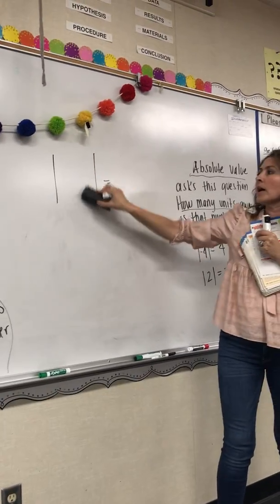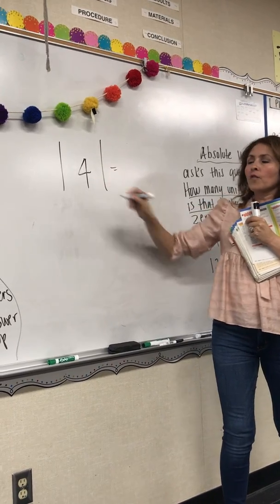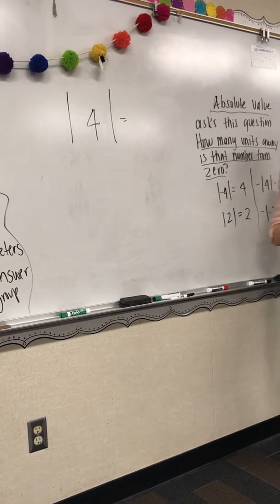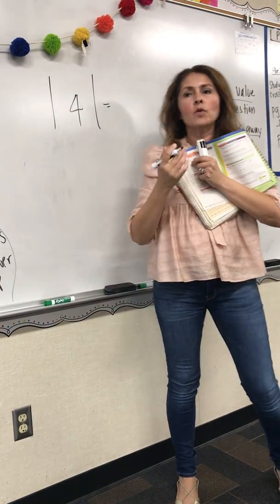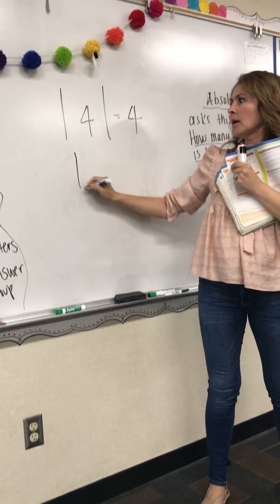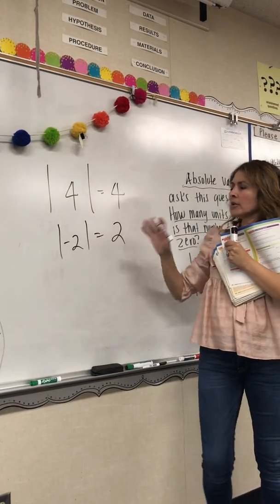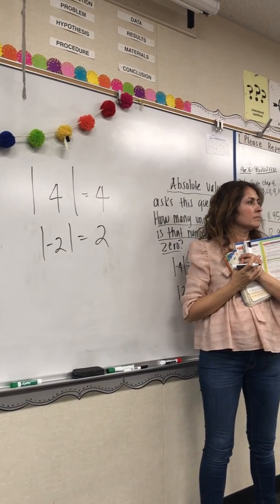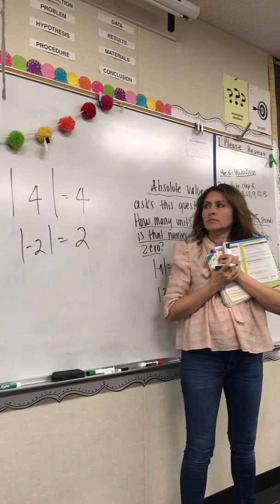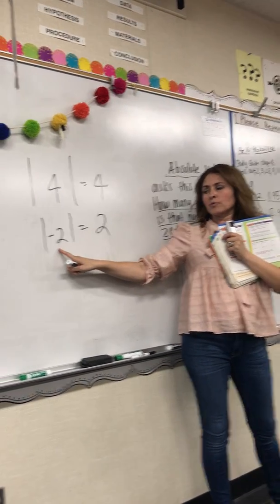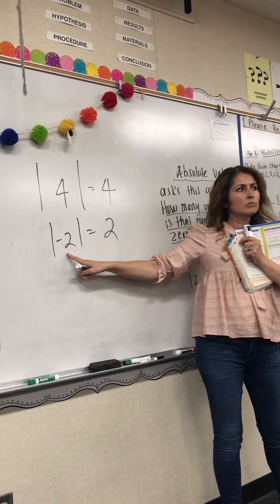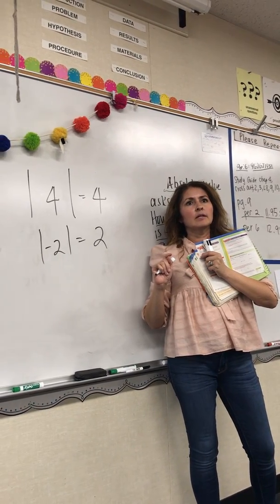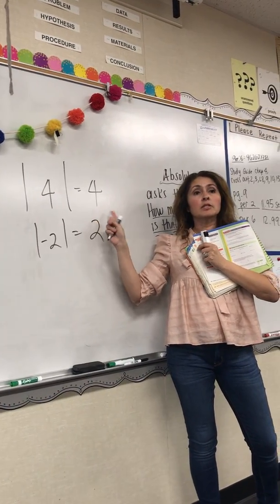What is the absolute value of 4? Again, the question is, how many units away is that number from 0? 4. What is the answer, class? 4. Do you notice a pattern here or something happening here? What do you notice, Isidro? Pretty much just you have to subtract it by 0. What if I subtract negative 2 from 0? Yes, it's going to be a positive number.